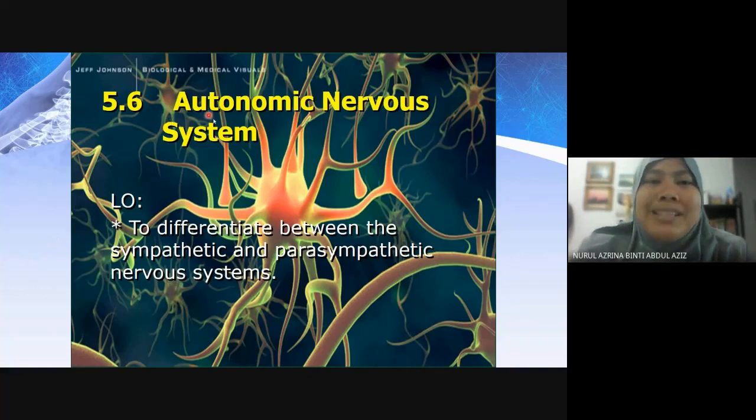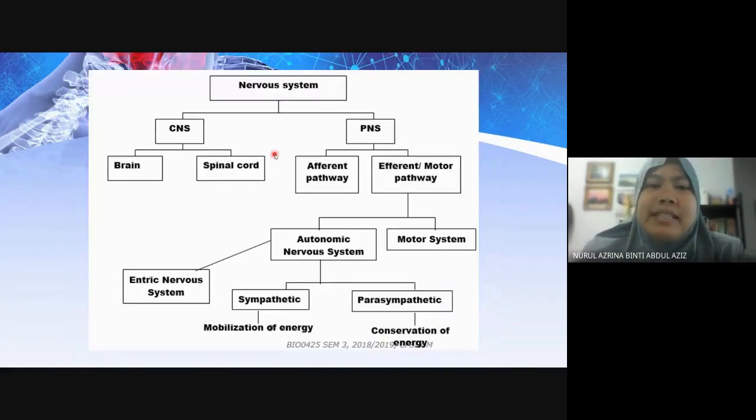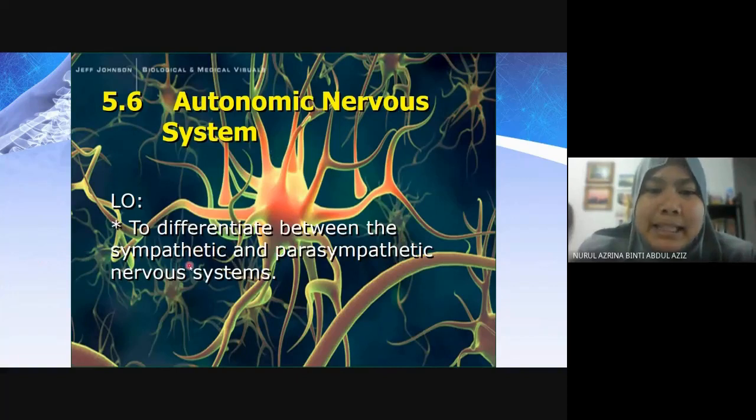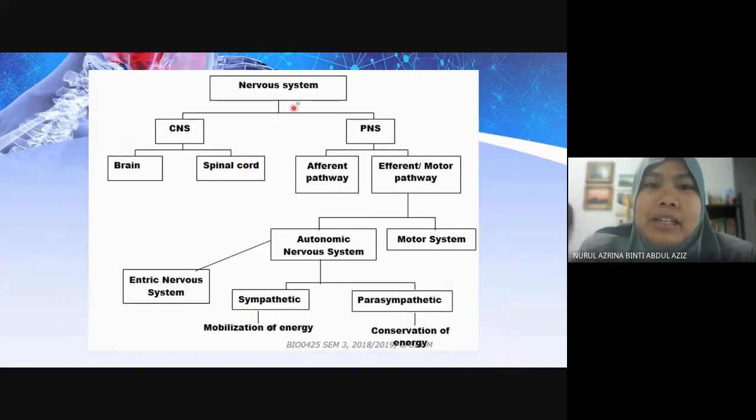Okay, so we are going to detail out the autonomic nervous system. Okay, autonomic nervous system ni yang mana pula? Ingat balik branches of kita punya nervous system. So our LO here is to differentiate between sympathetic and parasympathetic nervous system. Okay, right? So sympathetic and parasympathetic nervous system are branches of autonomic nervous system. So kat mana dia tu? Okay, so remember this is our organization of nervous system. So central nervous system, peripheral nervous system. So peripheral nervous system divided into two, afferent and efferent motor pathway. Okay, right? So under motor pathway divided into two. Okay, the motor system and also the autonomic nervous system.